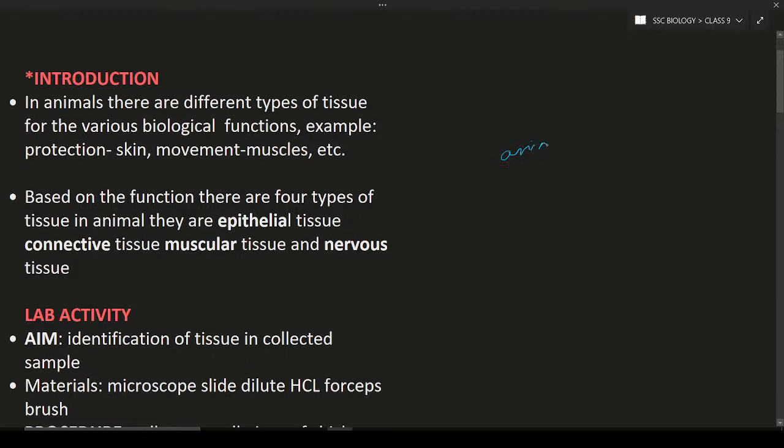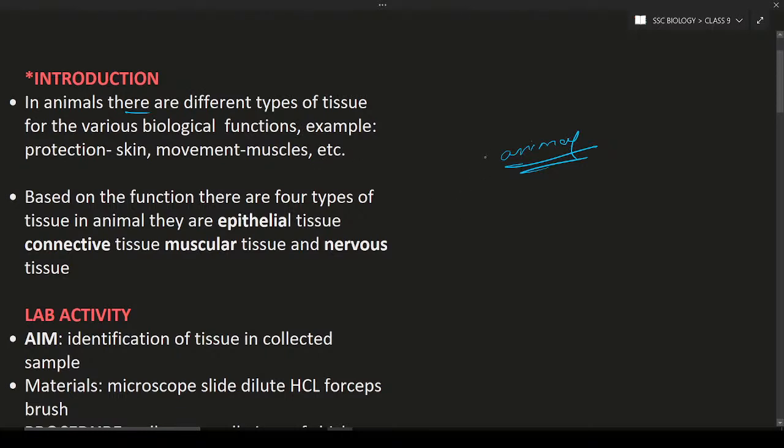What is an animal? An animal is anything that depends on other organisms for food and also survival. These animals depend on other organisms, especially human beings, goat, sheep, buffalo, and so on. Even human beings are considered animals. In animals there are different types of tissue.